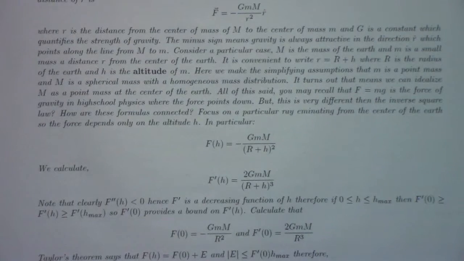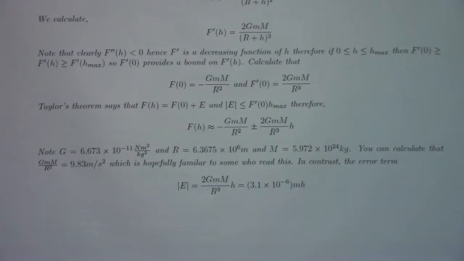So anyway, if we replace this r with r plus h, then we can look at the force of gravity as a function of altitude, according to this formula, right? If you differentiate that, you get this. And if you take a second derivative, you can see it's less than 0, so that means f prime is a decreasing function. That allows me to put a bound on the first derivative. In particular, f prime of 0 provides a bound on f prime of h. Moreover, you can calculate f of 0 as minus GMm over r squared, and f prime of 0 is 2GMm over r cubed, right? And so I can just use Taylor's theorem to find an approximation for the force of gravity just up to linear terms, right?